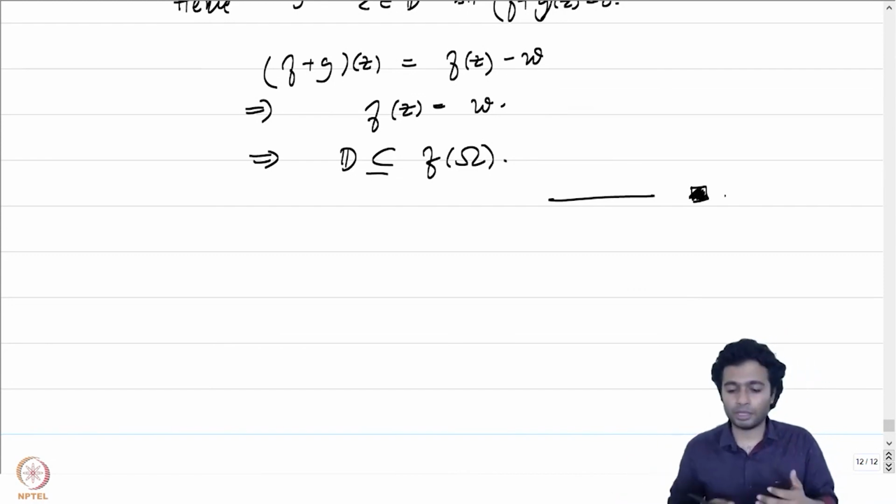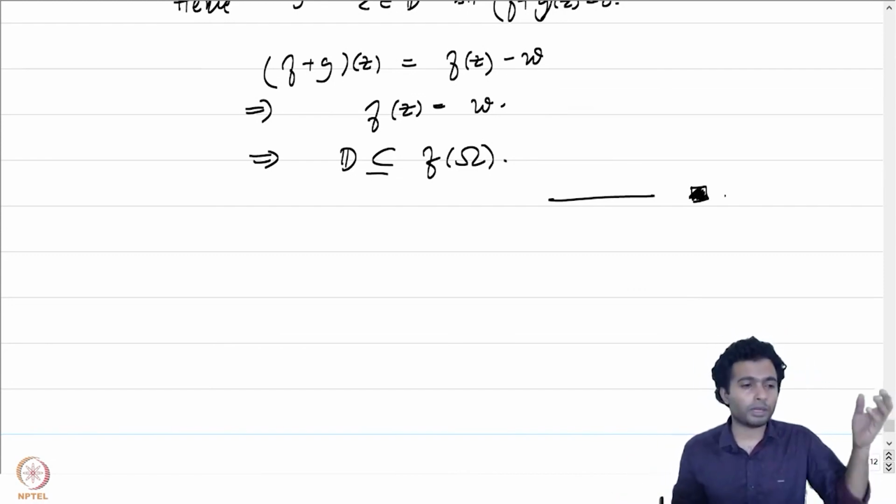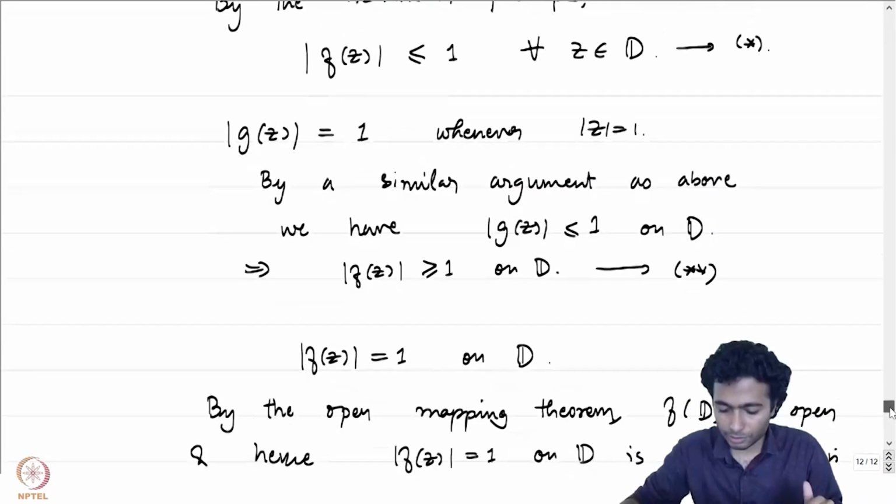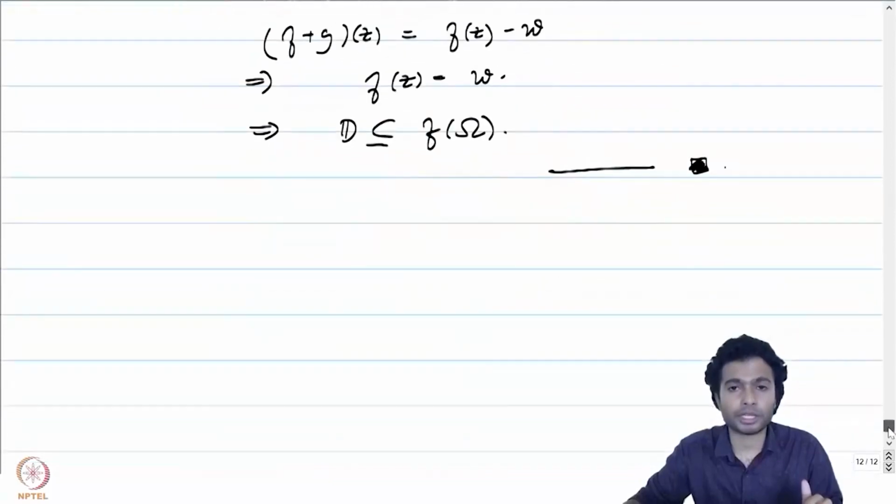So, Rouche's theorem along with the maximum modulus principle and open mapping theorem is used to conclude that the unit disk is contained in the image.